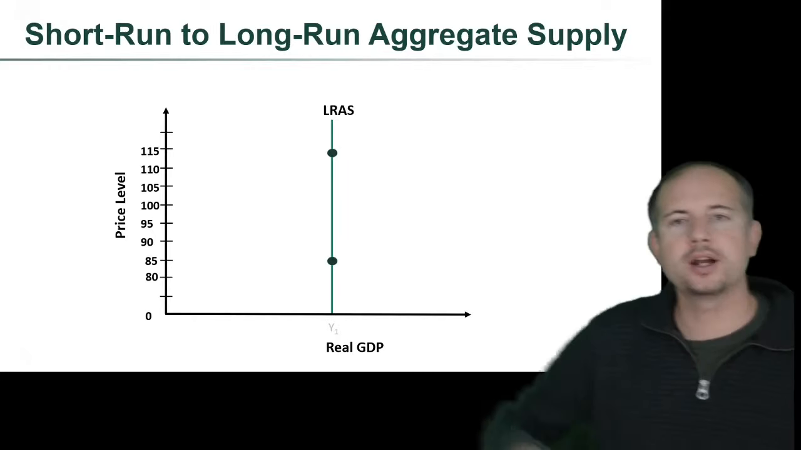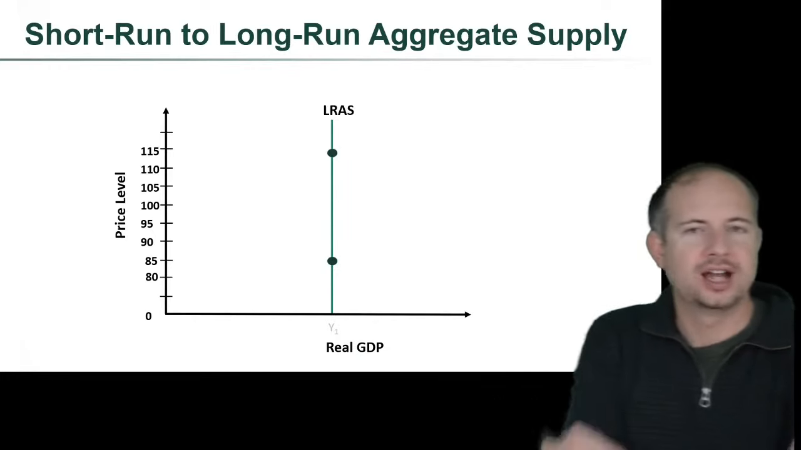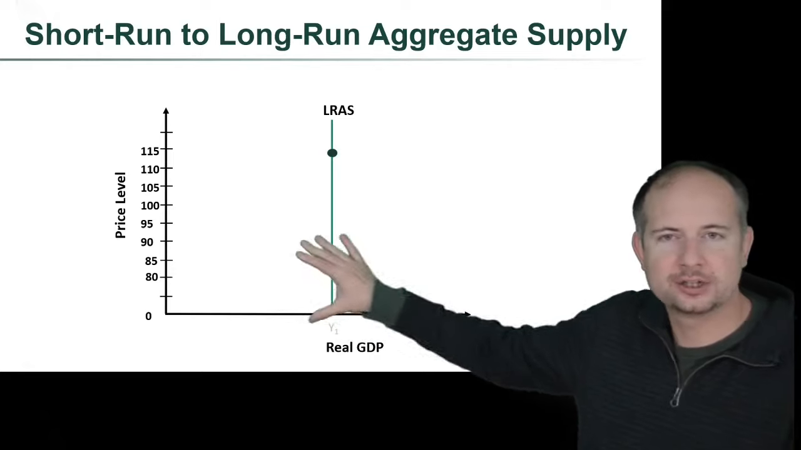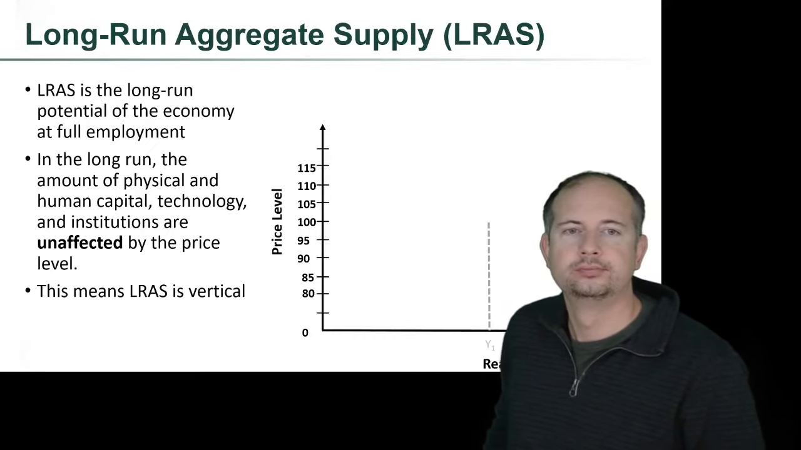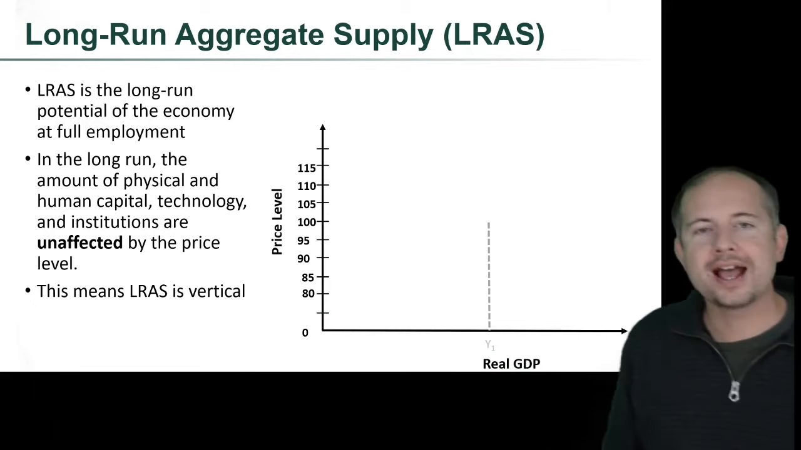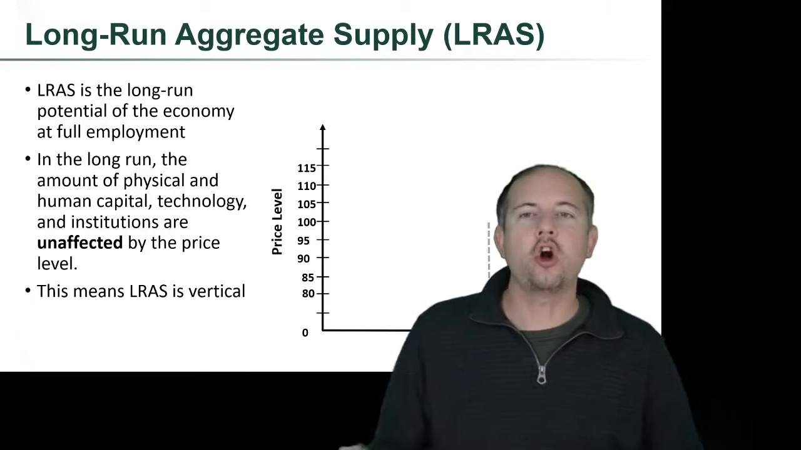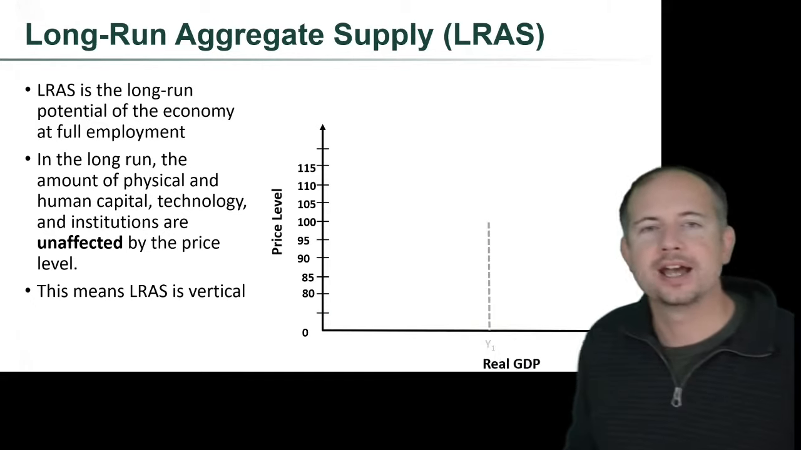So our long run aggregate supply is a vertical line. And hopefully that'll make sense. Let me show you why. Long run aggregate supply is the long run potential of the economy at full employment.